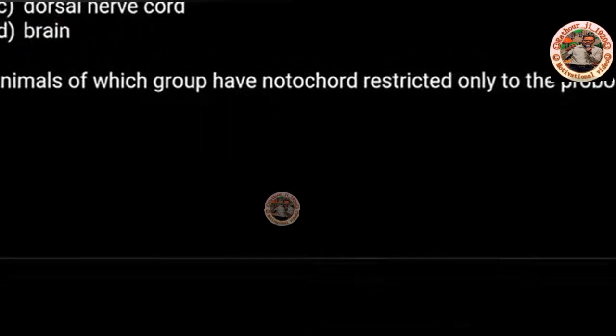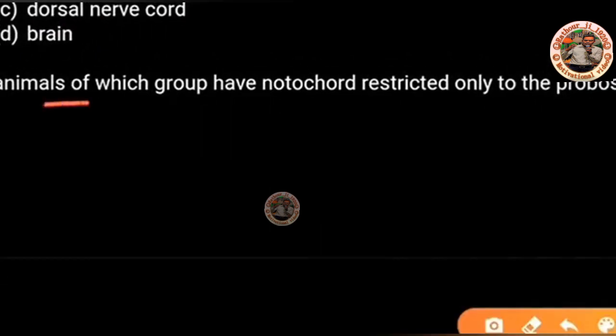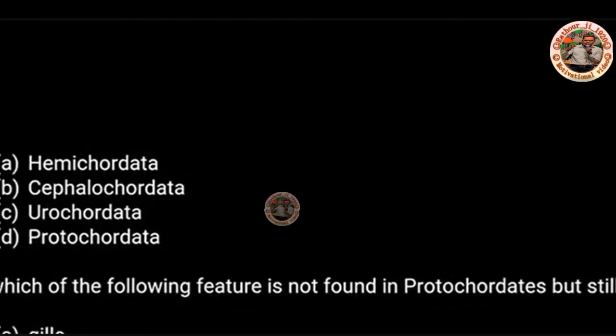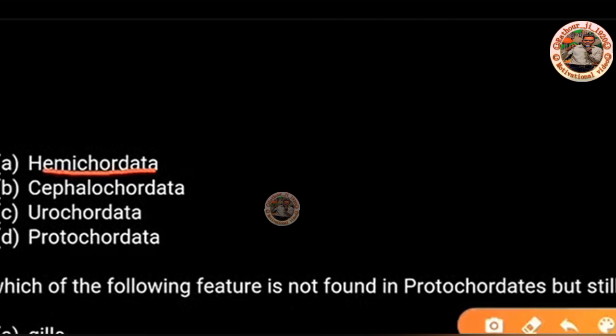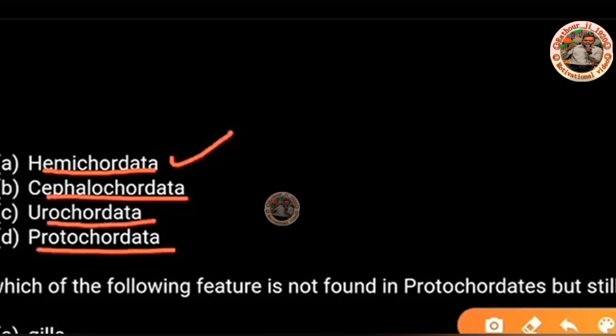Question 18. Animals of which group have notochord restricted only to the proboscis? Option A, hemichordates. Option B, cephalochordates. Option C, urochordates. Option D, protochordates. So the correct answer is option A. Hemichordates have notochord present only in the proboscis.